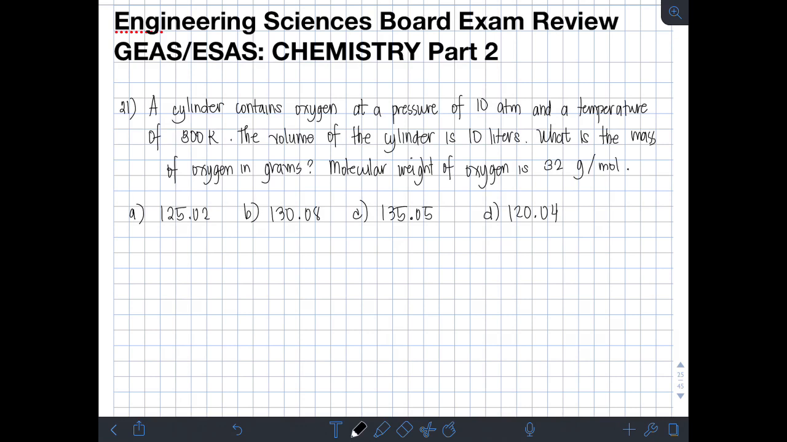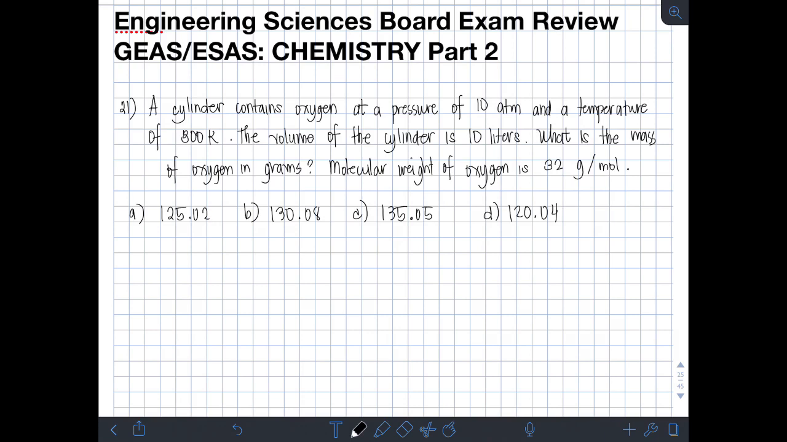Okay, so a cylinder contains oxygen at a pressure of 10 atm and a temperature of 300 Kelvin. The volume of the cylinder is 10 liters. What is the mass of oxygen in grams? Molecular weight of oxygen is 32 grams per mole.